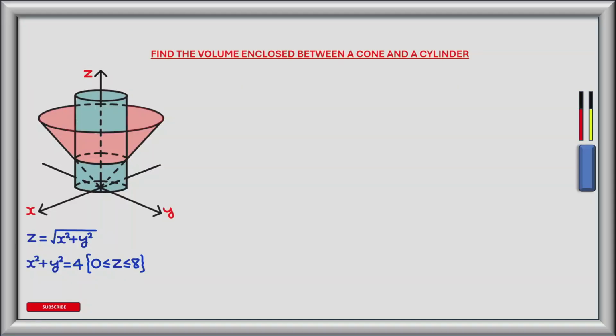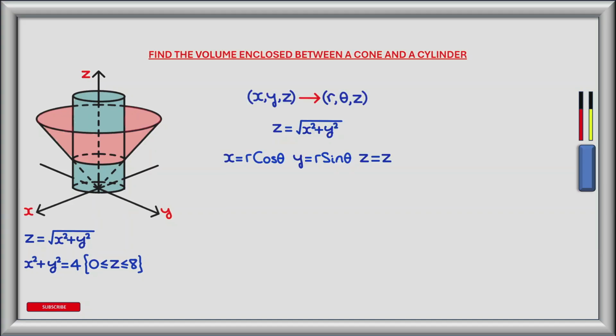Our first step in this process is to convert the Cartesian equations of both the cone and the cylinder into cylindrical coordinates. So beginning with the cone, where the Cartesian equation is z equals the square root of x squared plus y squared, we want to convert x, y and z to r, theta and z. And to do this, we're going to substitute r cos theta for x, r sine theta for y, and z will remain the same. So z will equal z.